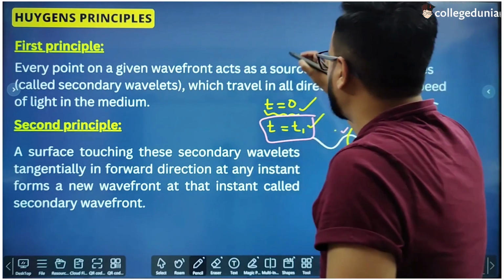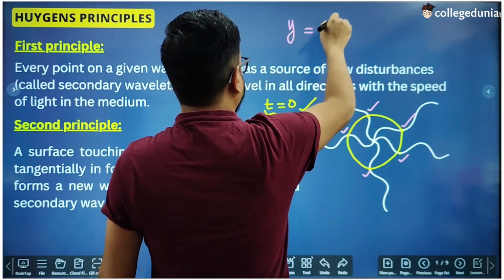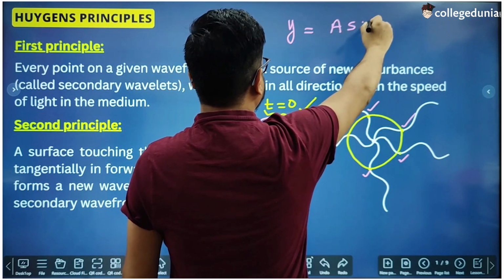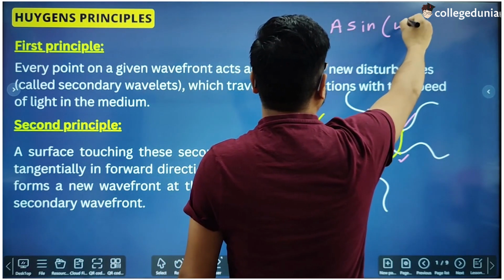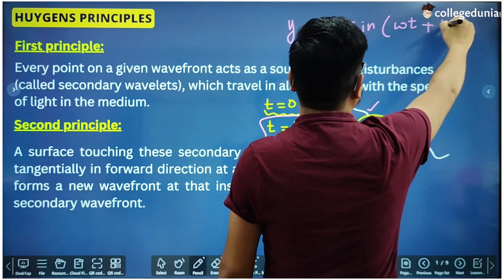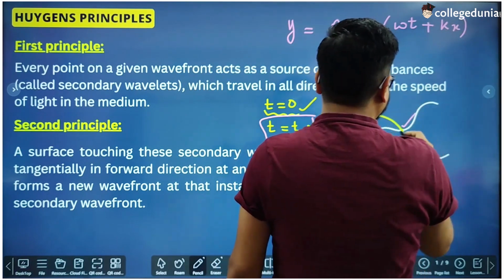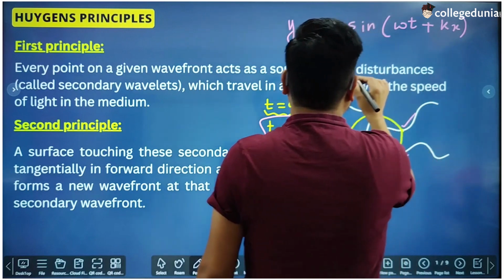So what is phase for a wave? Equation of a wave is a sine (omega t plus phi), which is kx, right? So we have taken all these points up.